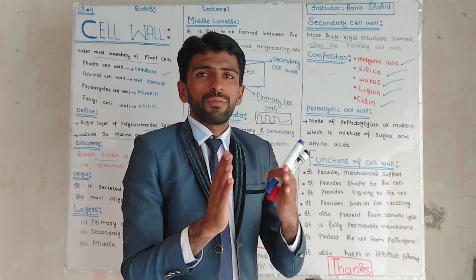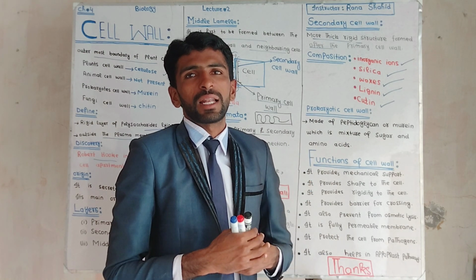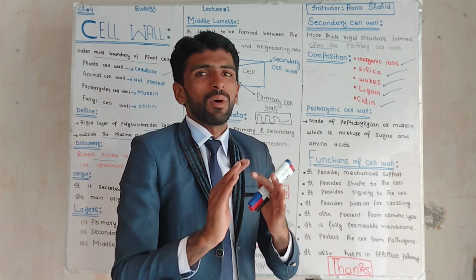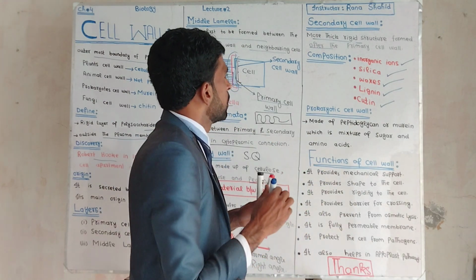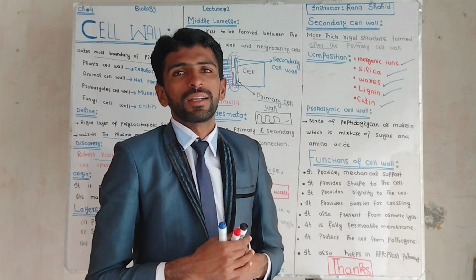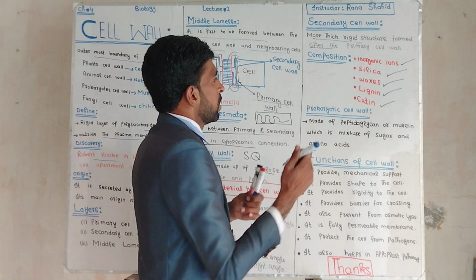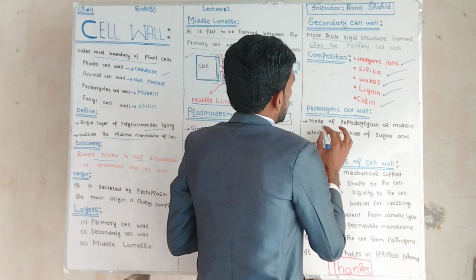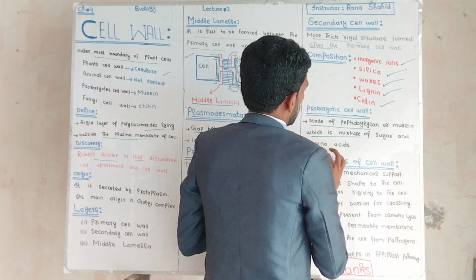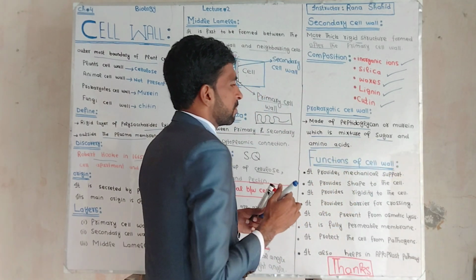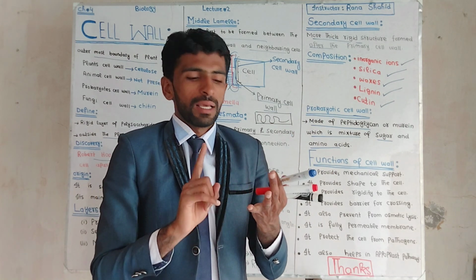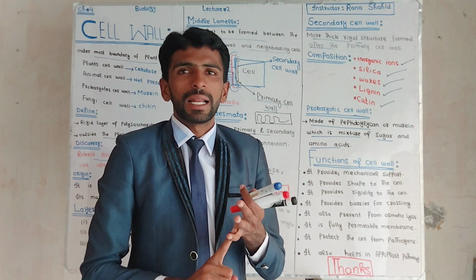Here is the difference between the primary and secondary cell wall. The secondary cell wall is thicker, while the primary cell wall is thinner; it depends on their thickness. The prokaryotic cell wall is made up of peptidoglycan or murein, which is a mixture of amino acids and sugar molecules. So this was all about the primary cell wall, secondary cell wall and middle lamella.